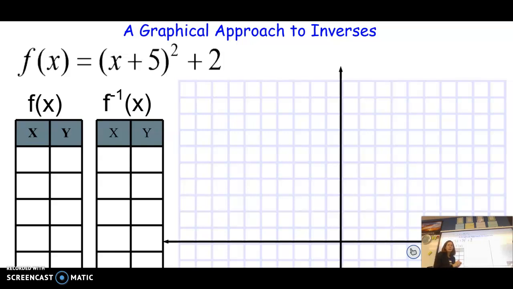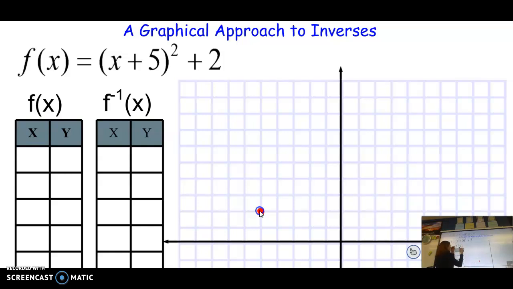Okay, this is a quick lesson reminding us about inverses, which we did talk about earlier in the year. So we have a quadratic function here, and I'm going to go ahead and graph it and see what the original looks like. I do know that this is going to shift it left 5, so I'm going to go 1, 2, 3, 4, 5 to the left, and up 2.